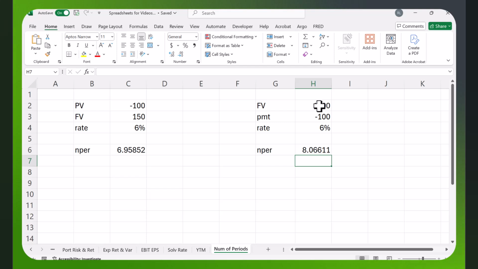So I get the same answers, and I can do it in Excel, or I can do it on the financial calculator. I really would recommend that you use either Excel or a financial calculator. There's no reason to fool around with the natural log formula to get this to work.